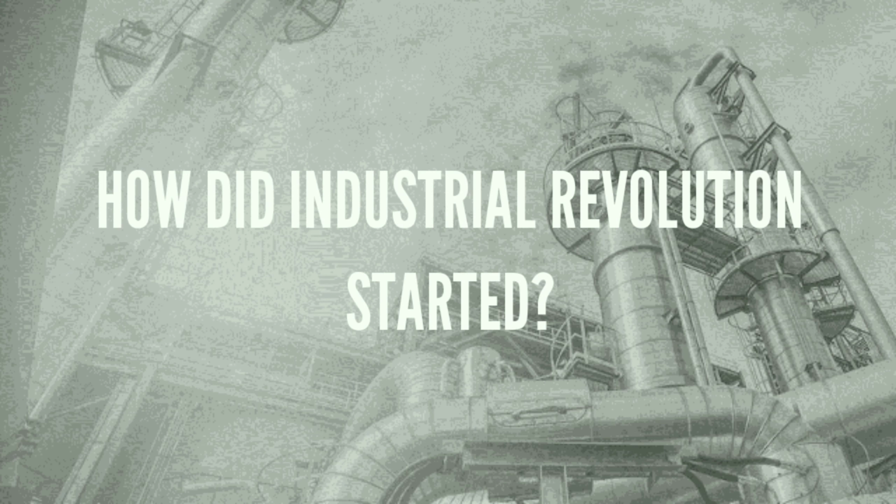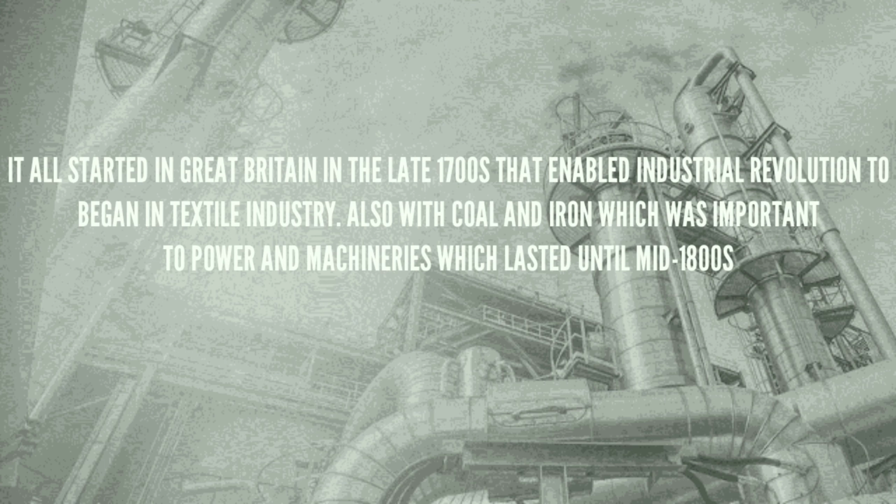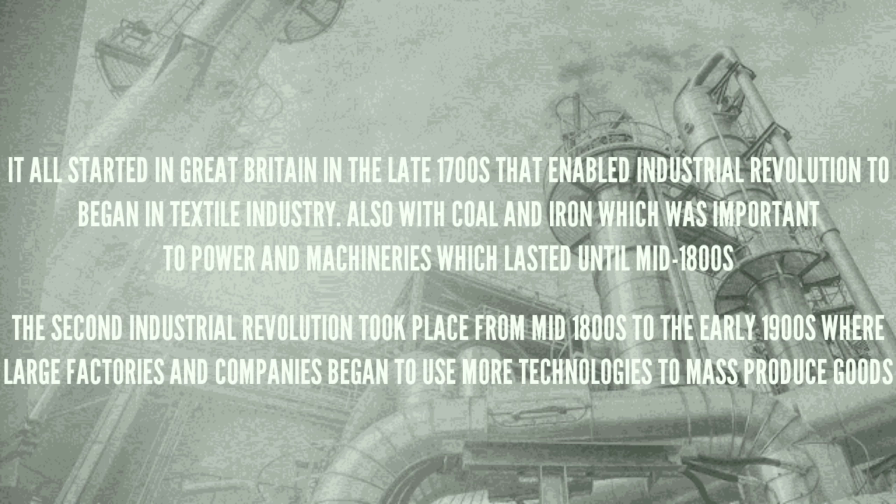How did the Industrial Revolution start? It all started in Great Britain in the late 1700s, which enabled the Industrial Revolution to begin in the textile industry, also with coal and iron, which were important to power machineries, and lasted until the mid-1800s. The second Industrial Revolution took place from the mid-1800s to the early 1900s, where large factories and companies began to use more technologies to mass-produce goods.